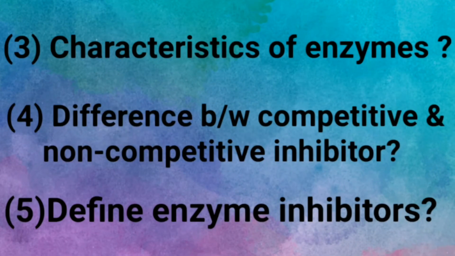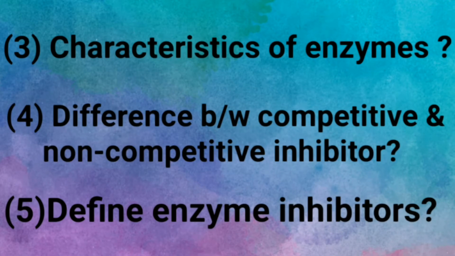Now the third important question is characteristics of enzyme. You have to mention all the characteristics of enzyme. Fourth is difference between competitive and non-competitive inhibitor. These are the types of the inhibitor, and you have to mention its definition along with the example.